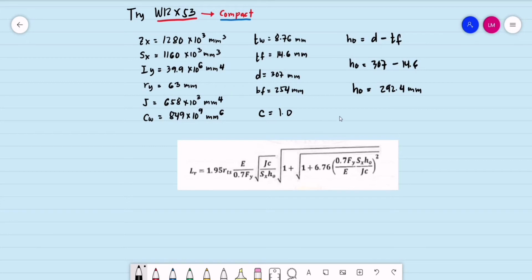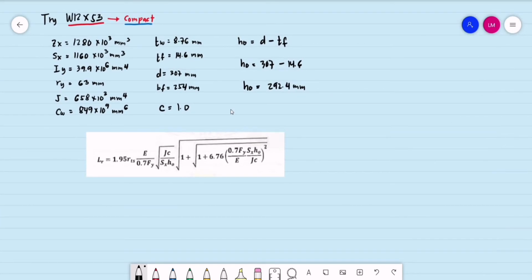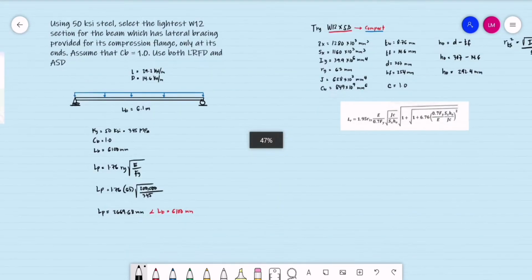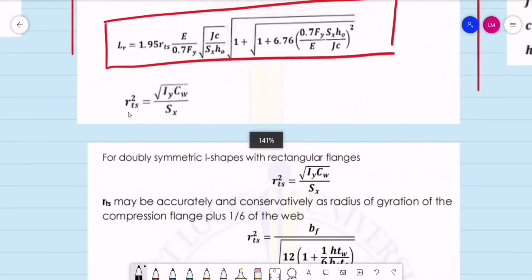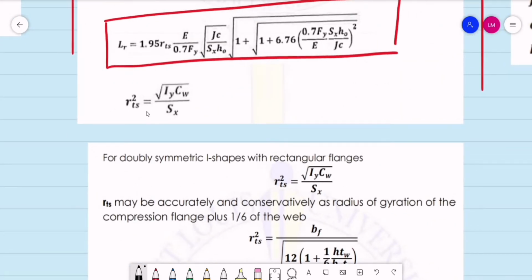So what else we have? Then I will be needing the value of R sub TS, or the effective radius of gyration. R sub TS squared is equal to the square root of the moment of inertia with respect to the y-axis, then the warping constant C sub W, divided by the section modulus with respect to the x-axis. That is also from our reference: the square root of I sub y, C sub W, divided by S sub x.